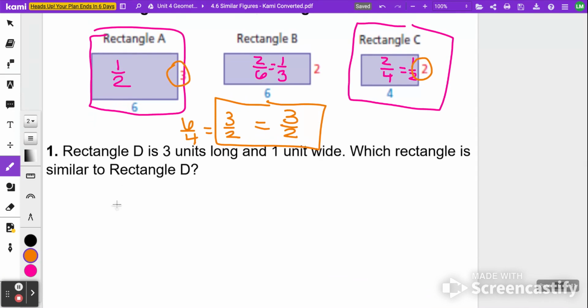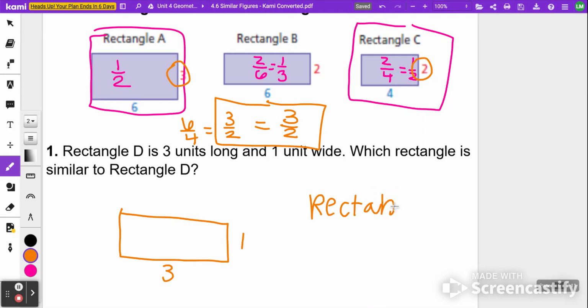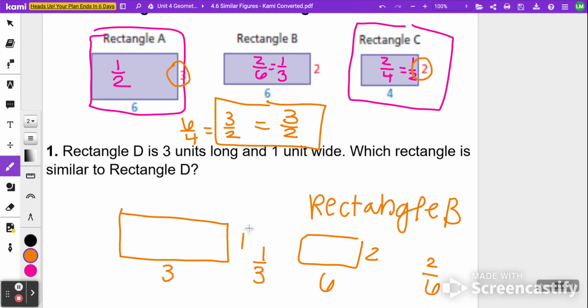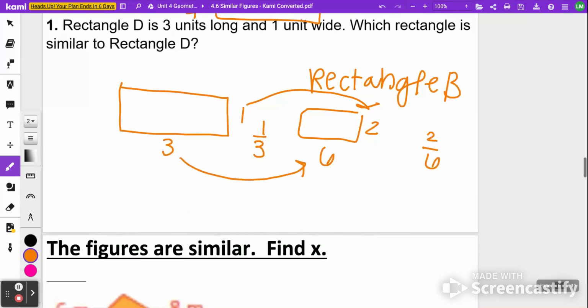Rectangle D is 3 units long and 1 unit wide. What rectangle is similar to rectangle D? That's going to be rectangle B, just because rectangle B also has a 1 to 3 ratio. If I rewrote it and said this is 6, this is 2, 2 compares to 6 the same way as 1 compares to 3, or you can say 1 is exactly half of 2 and 3 is exactly half of 6.